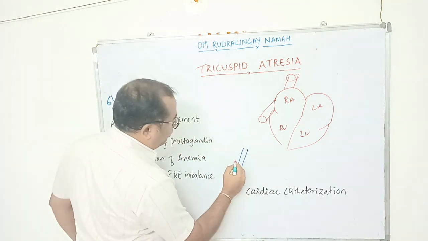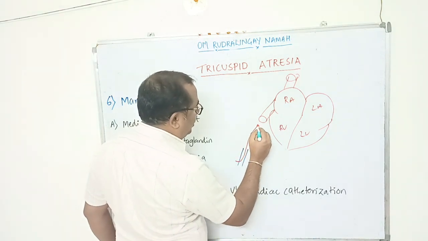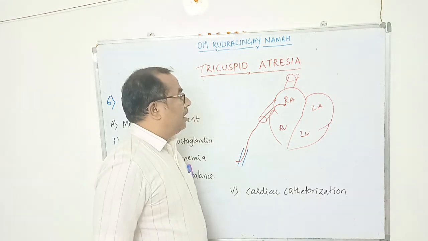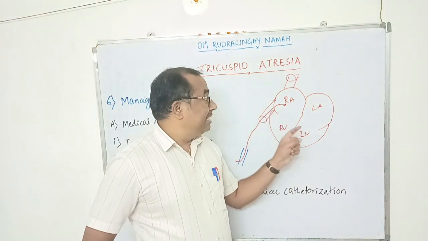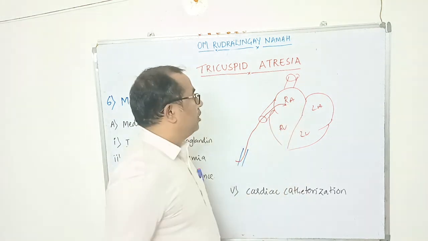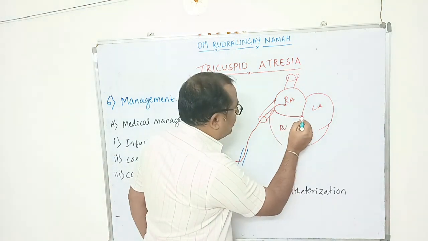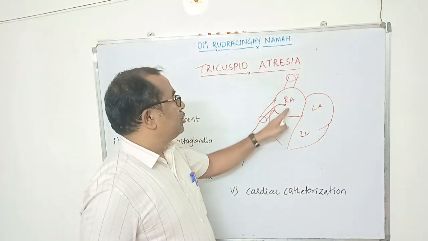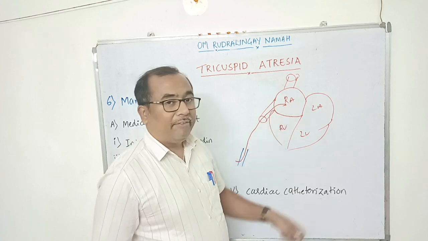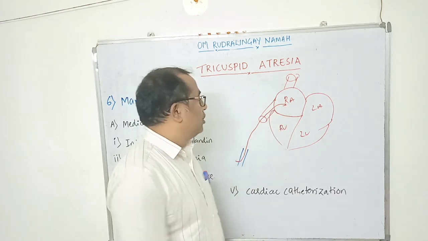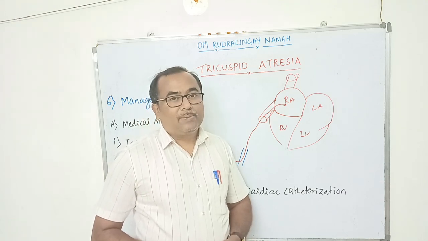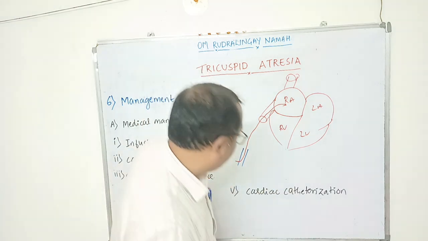The catheter is inserted from the femoral vein and advanced up to the inferior vena cava. Then the catheter is advanced to the right atrium. After that, dye is injected. Usually the dye flows from the right atrium to the right ventricle. Here, because of the congenital absence of the tricuspid valve, there is no movement of dye from the right atrium to the right ventricle. Instead, it moves from the right atrium to the left atrium through the foramen ovale. This reveals that there is no tricuspid valve and it is a condition of tricuspid atresia. So this is about cardiac catheterization.